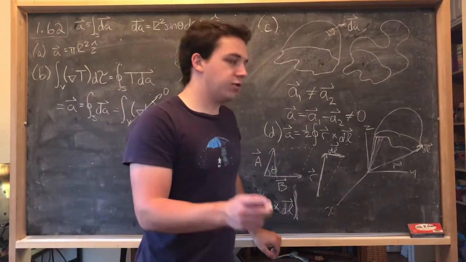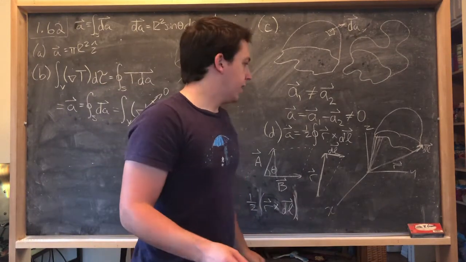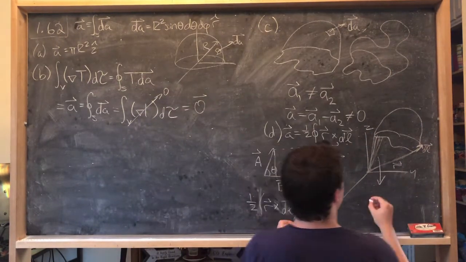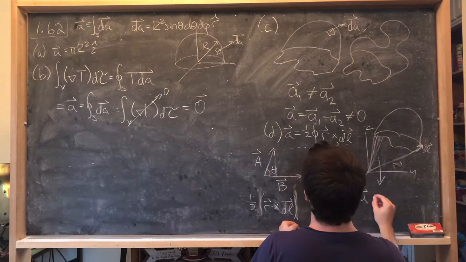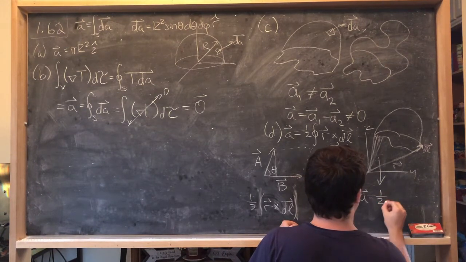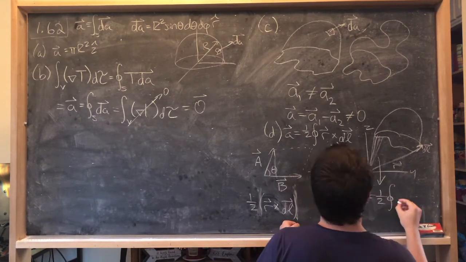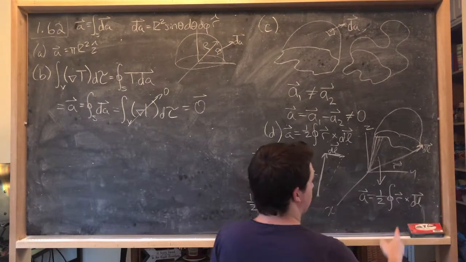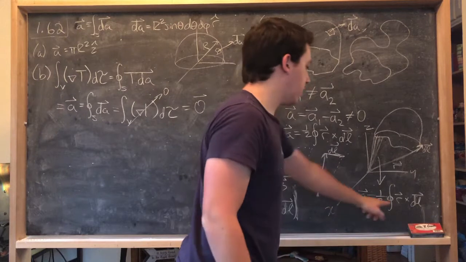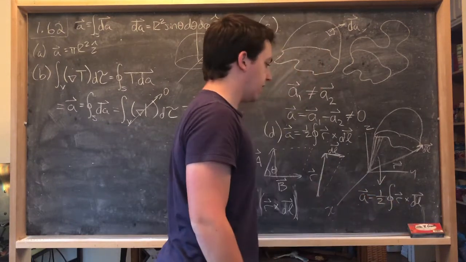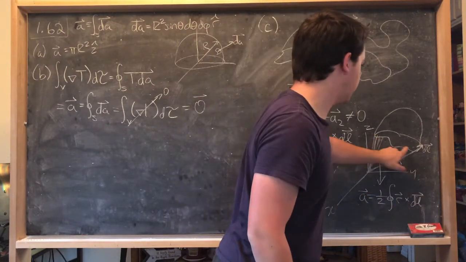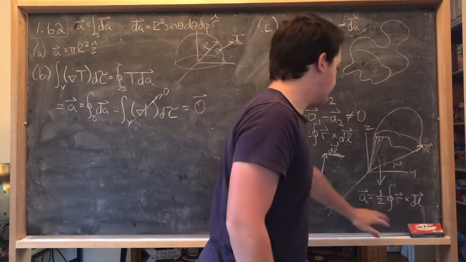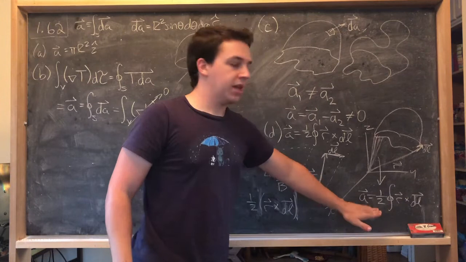And so the final jump here now is that we've shown that at least for this cone that we've created, integrating this cross product of r and dl times 1/2 around this closed loop, the perimeter of this surface, gives us the vector area, okay?